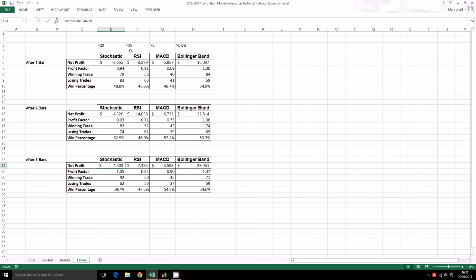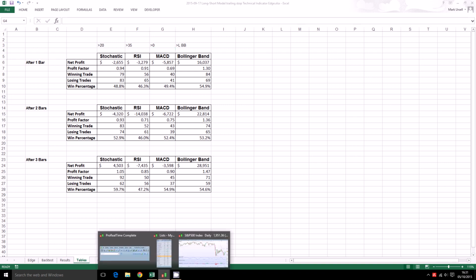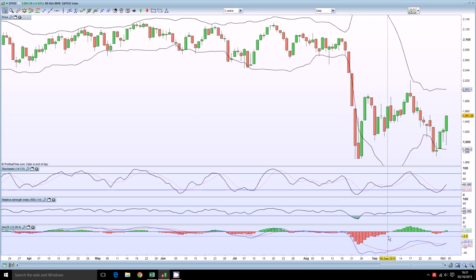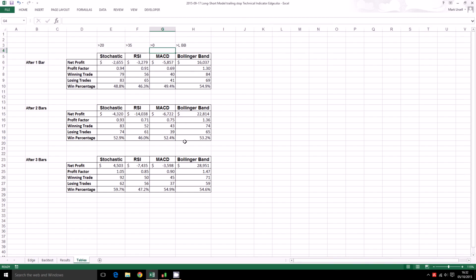For RSI, I have said that a trade will be opened when the price passes from below to above the 35 line. The MACD, I'm using below to above the zero line. That's a cross over here like that. And finally, for Bollinger Bands, I'm looking for a cross from below to above the lower Bollinger Band line.